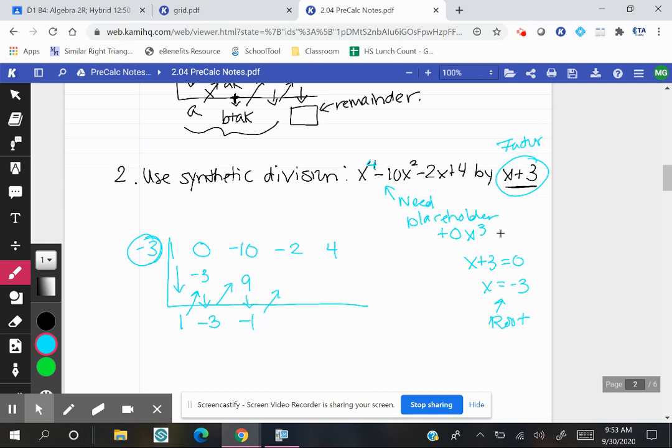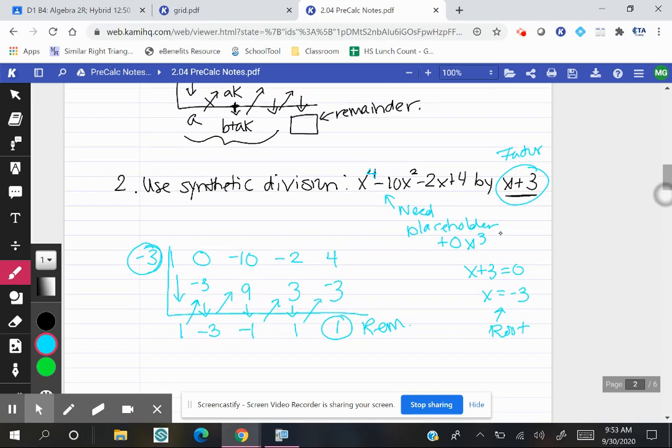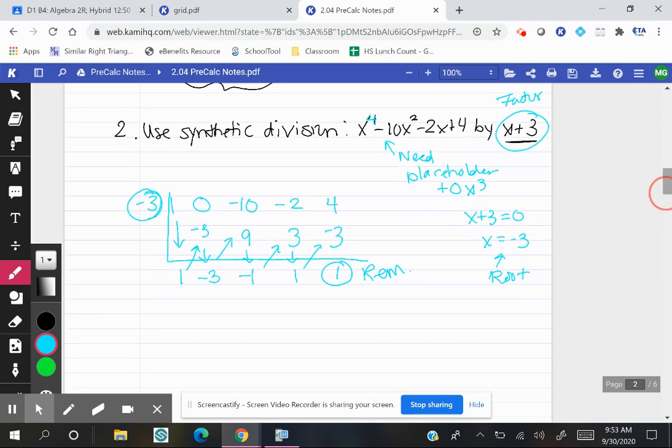Multiply going up, we get positive 3. Add going down, we get positive 1. Multiply going up, we get negative 3. Add going down, we get a positive 1. The last number here tells us our remainder. Since I have a remainder here, that tells me that x plus 3 is not a factor of that original polynomial right here. So negative 3 is not a root.